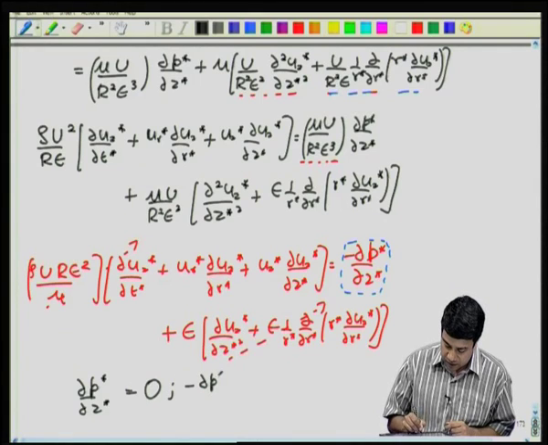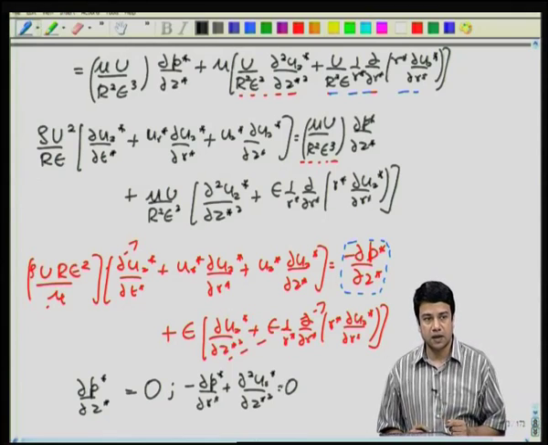For the r direction, I have minus partial p by partial r plus ... by partial z square is equal to 0. Then I have my mass conservation equation.